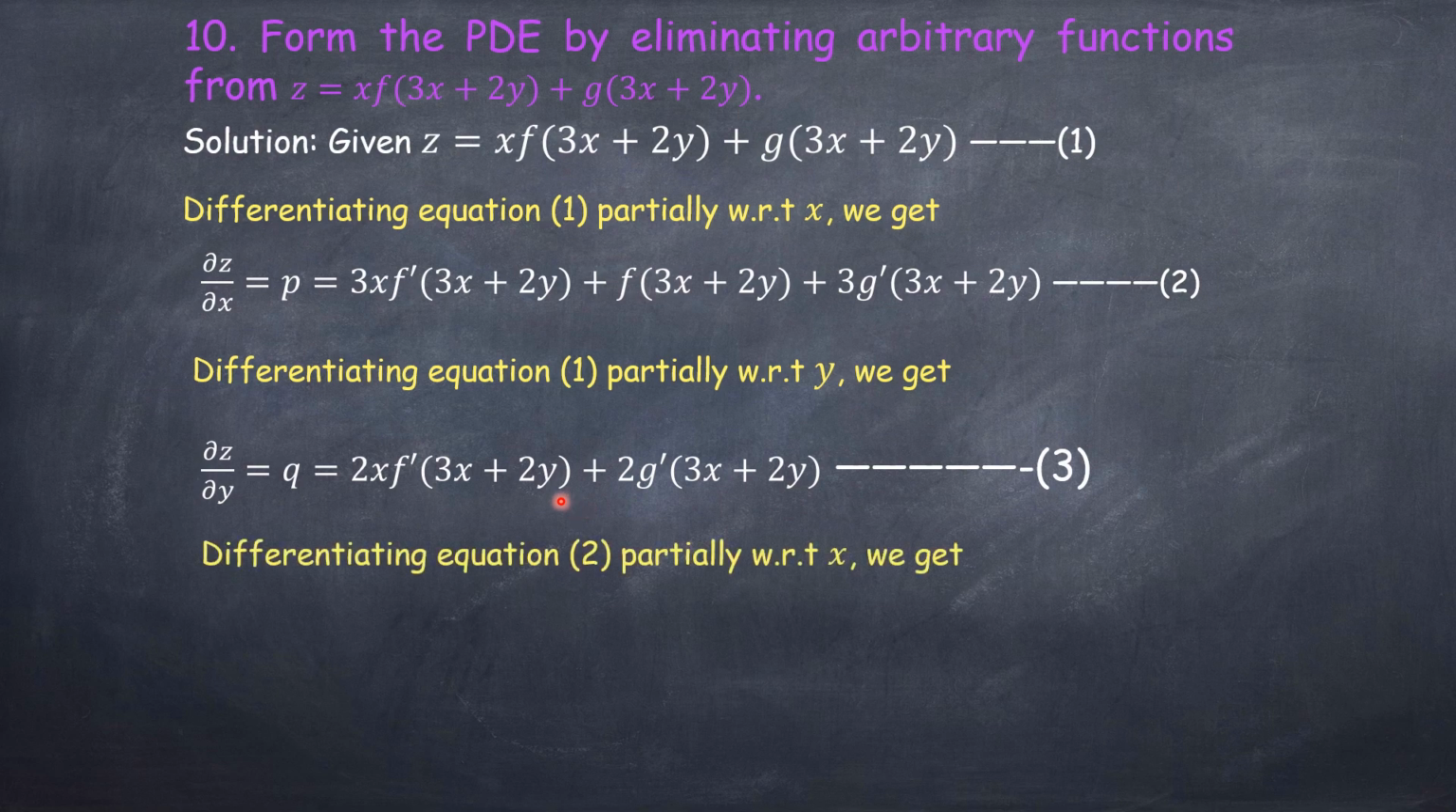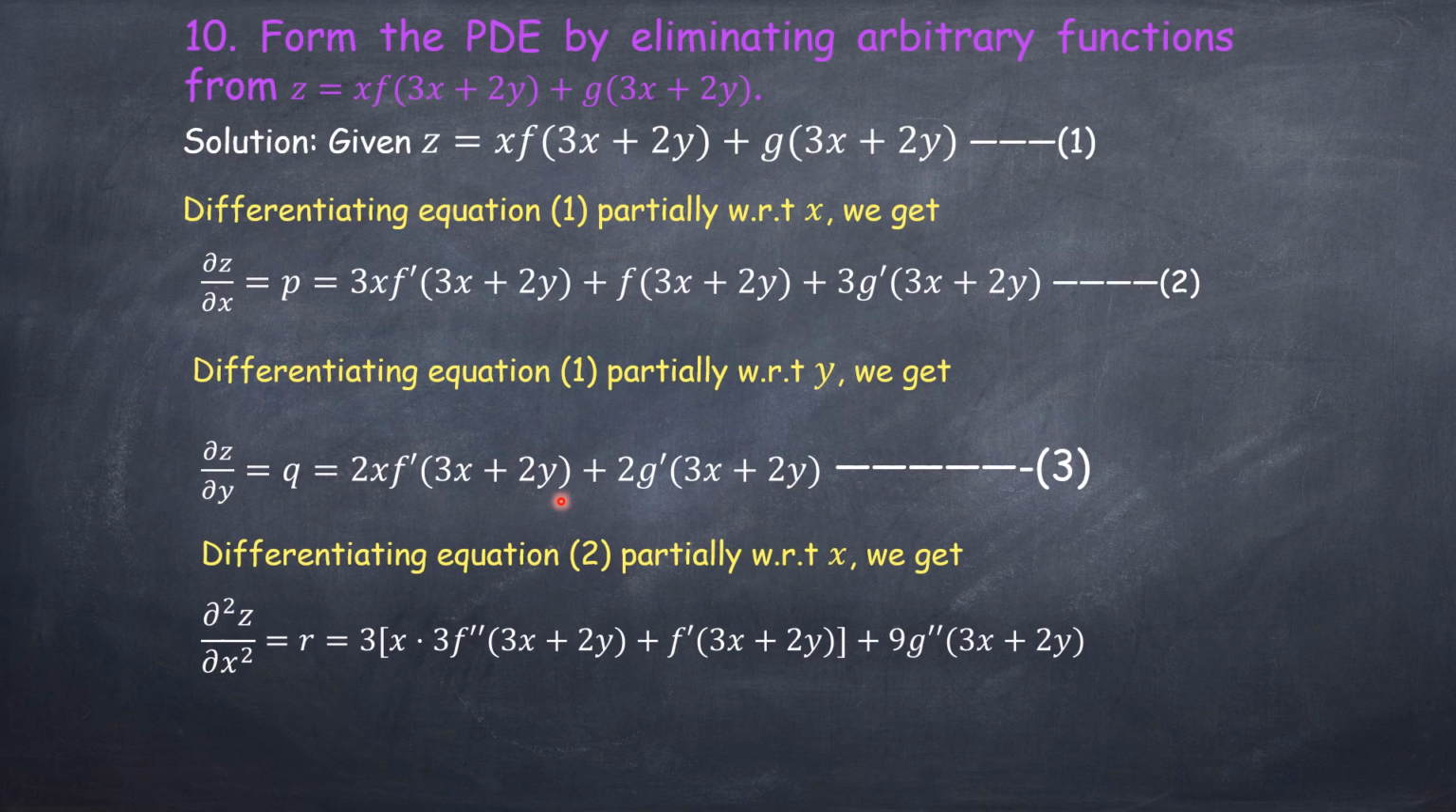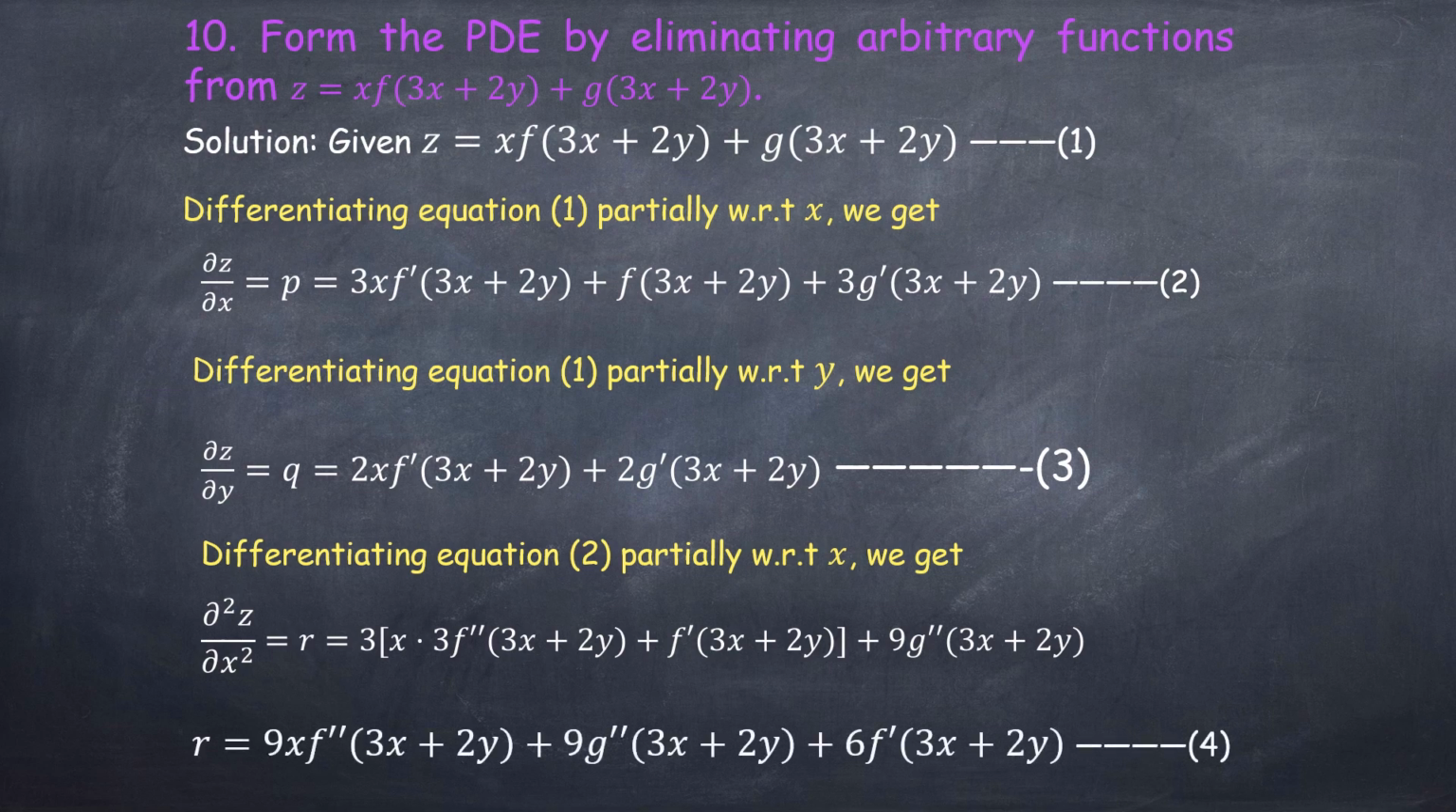Differentiating 2 with respect to x, we get r is equal to, again apply the product rule: first function x as it is, differentiation of f dash is f double dash of (3x plus 2y) into 3, and second function as it is, differentiation of x is 1, plus g double dash, sorry, differentiation of this one is 3 into g double dash. Okay, simplify this expression, we will get 9x into f double dash plus 9 g double dash plus 3 into f dash of (3x plus 2y).